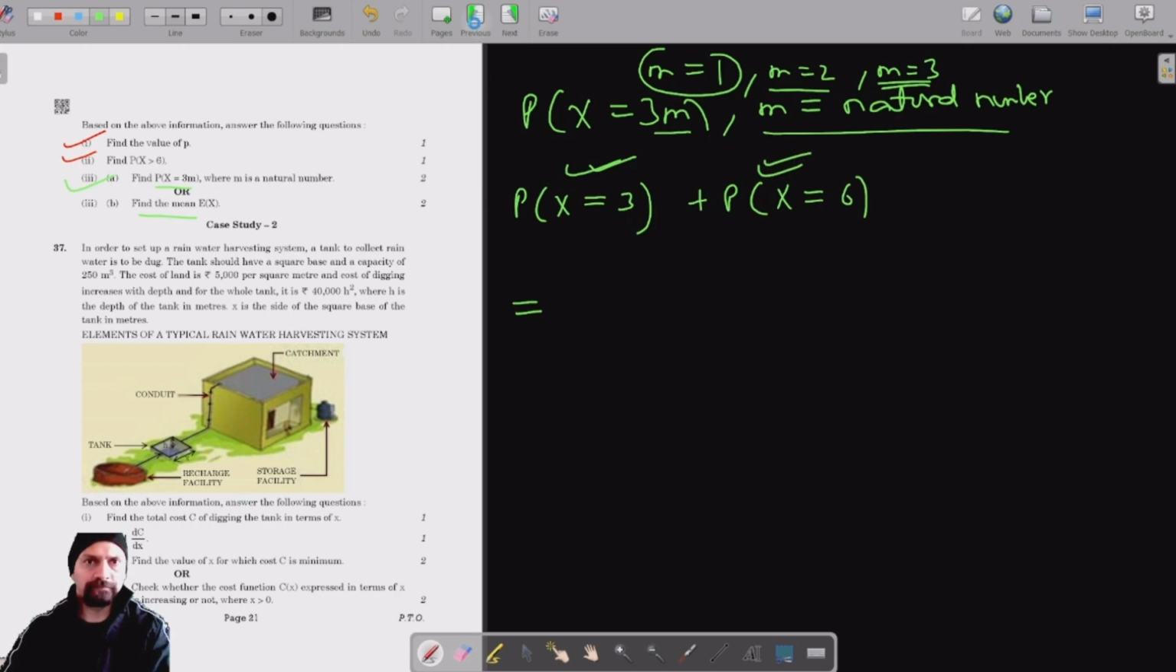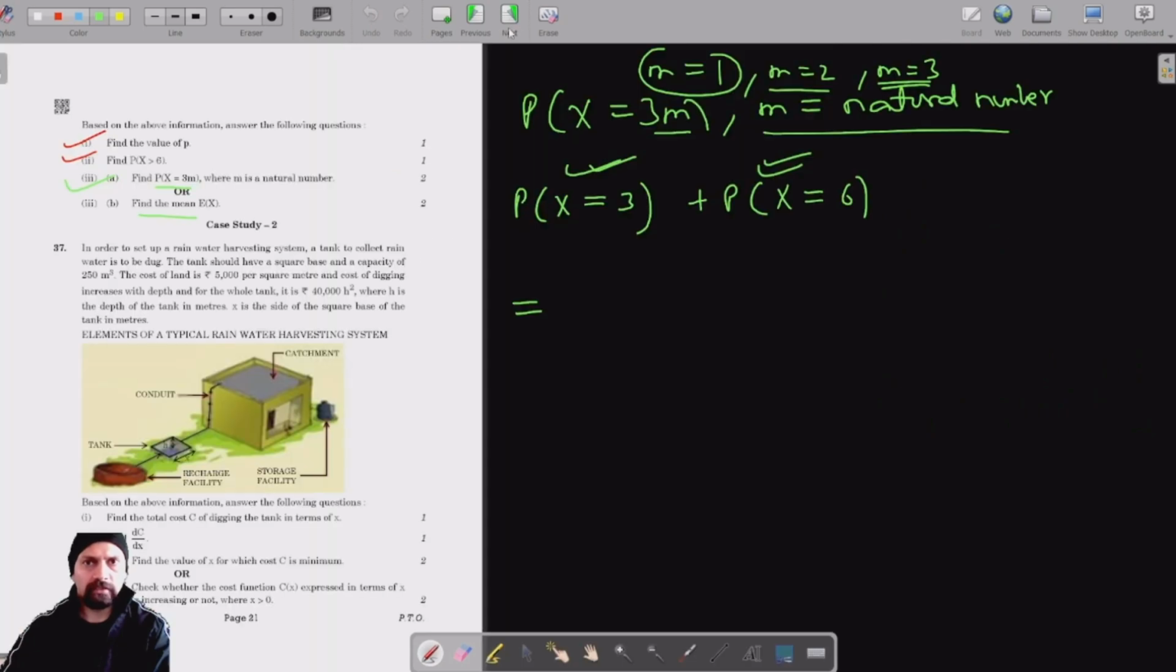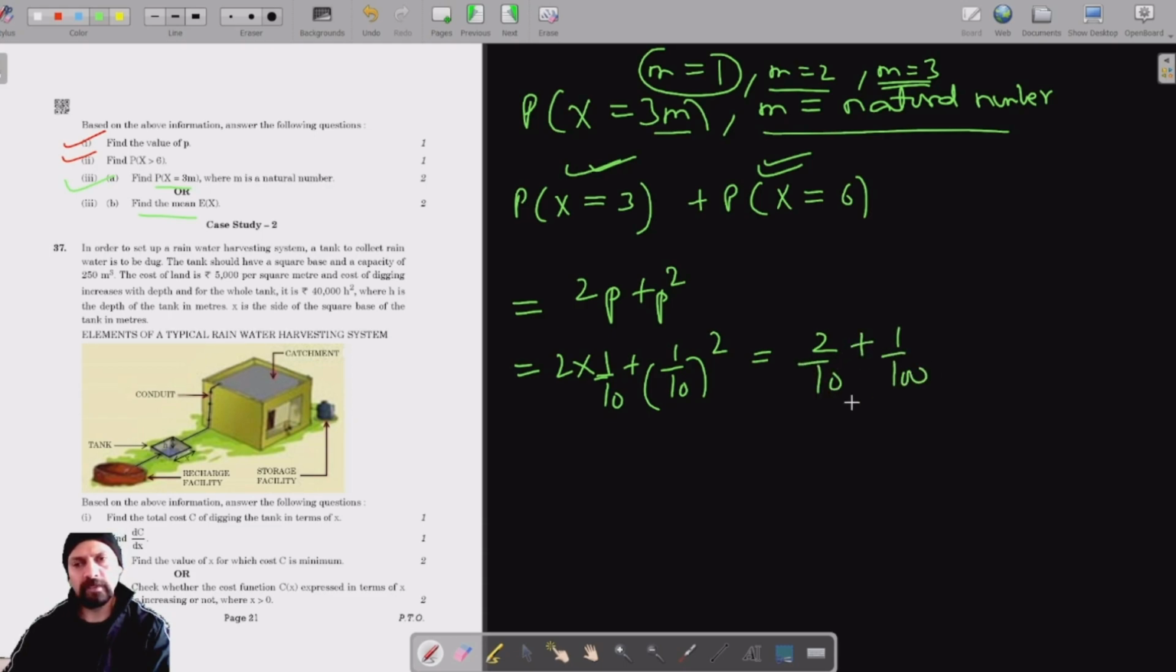So for 3, the probability is 2p, and 6 is p squared. So 2p plus p squared. So this is 2p plus p square, and p is 1 by 10. So this is 1 by 10 square. This is 2 by 10 plus 1 by 100, which gives us 100. This is 20 plus 1, which is 21 by 100. Okay. Right.